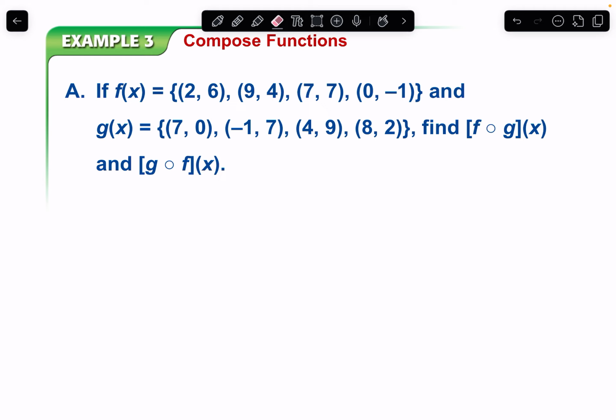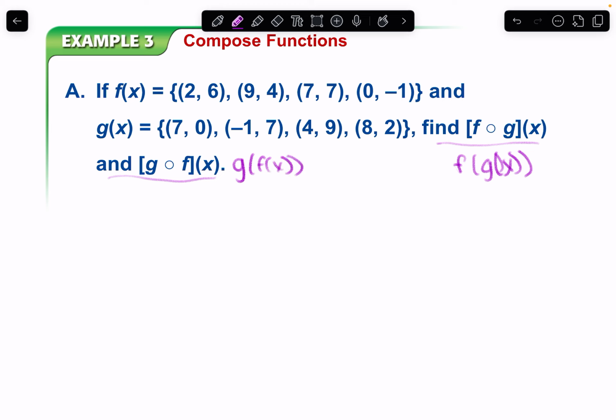So for this question, you will notice that it tells you to find f of g and g of f. That open circle is not multiplication. It specifically means a composition. The other way that this can be said is f of g of x, and then this can be written g of f of x. It is a different way to think about it.